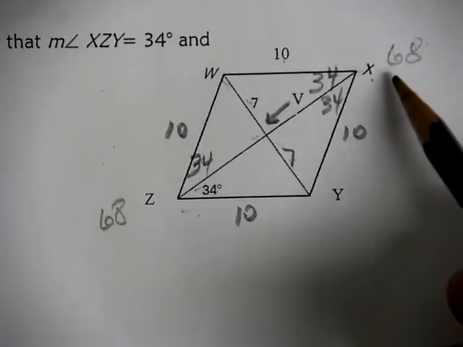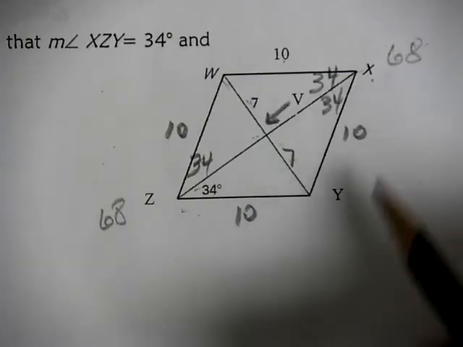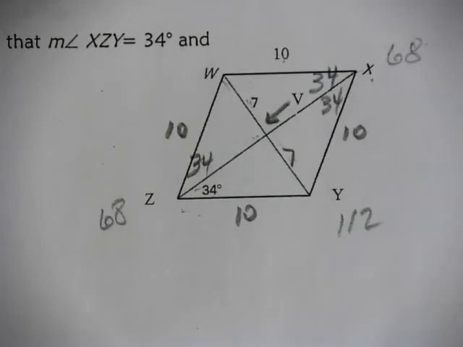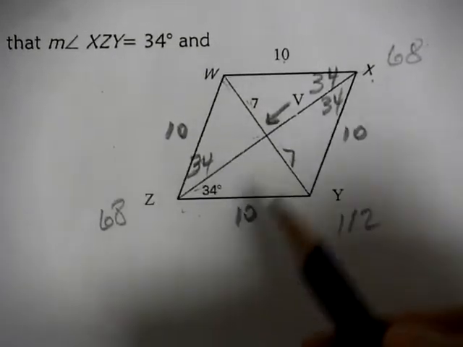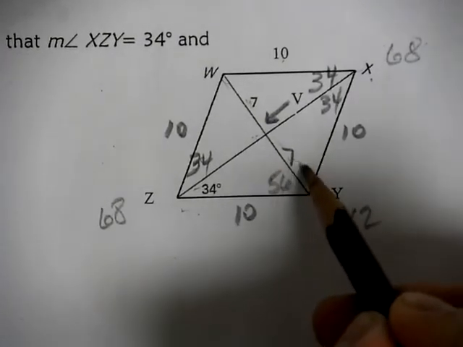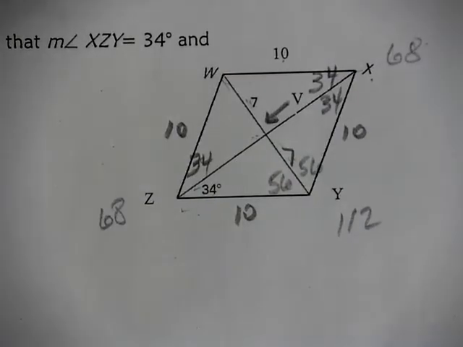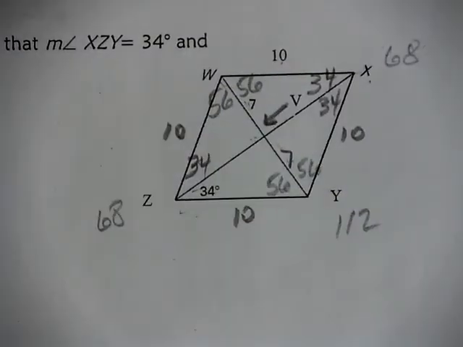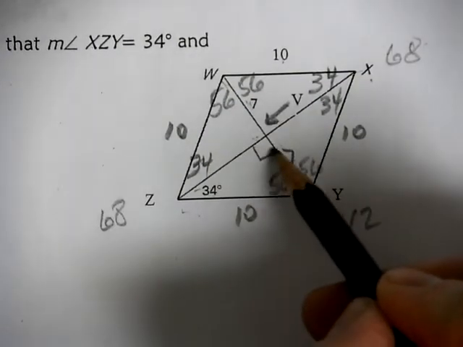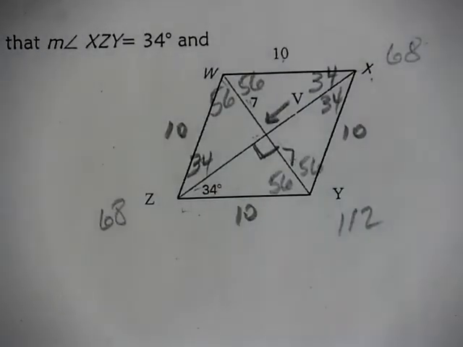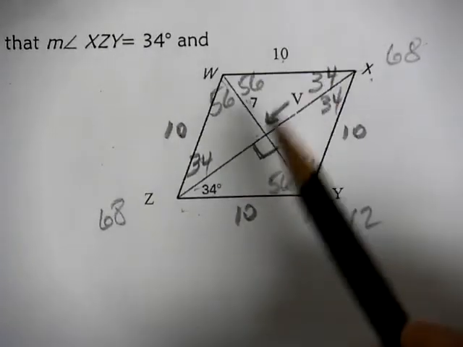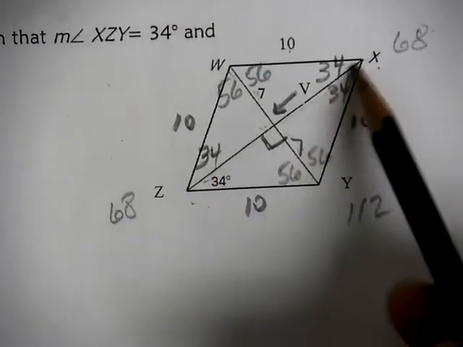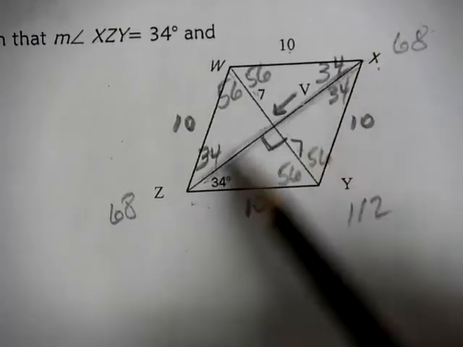Consecutive angles are going to have to be supplementary. So that means this has to be 112 degrees. And half of 112 is 56. So if those are 56, these are 56. And of course, diagonals are perpendicular. That's most everything we know about a rhombus. Without doing other types of calculations, we don't know the length of this diagonal. So we can't talk about that.